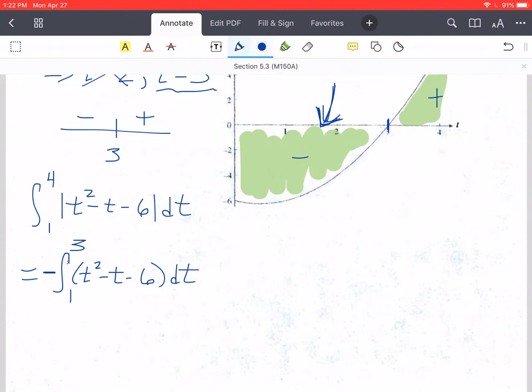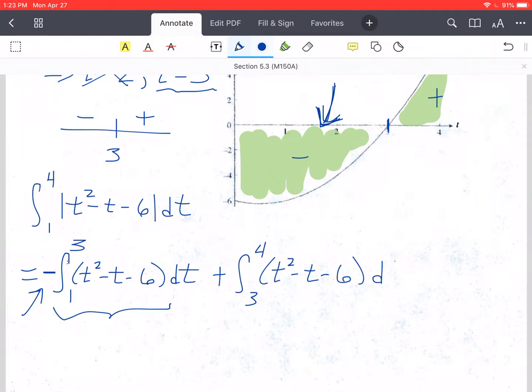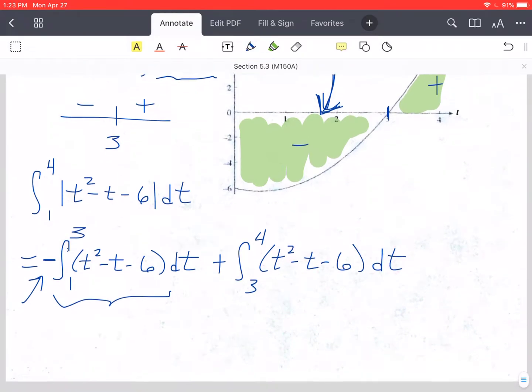Okay, so again, just as a reminder, this value is going to be negative. So to make it positive, I'm putting a negative in front of it so that the two negatives will cancel in the end. Okay, and then add on that positive area, that's from 3 to 4 of t squared minus t minus 6. And this one's already going to be positive, so we don't need to mess with it at all.